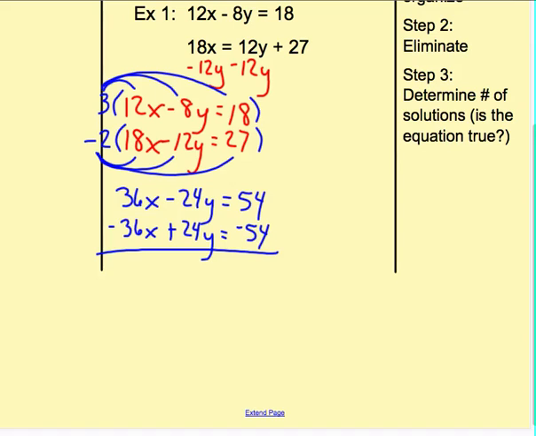I've got to write something on the left-hand side. So 36 minus 36 gives me 0. On the right-hand side, 54 minus 54 gives me 0 as well. So when both variables eliminate, to determine number of solutions, you ask yourself, is the equation true? Does 0 equal 0? Well, yes, that's true. So that means we have an infinite number of solutions.